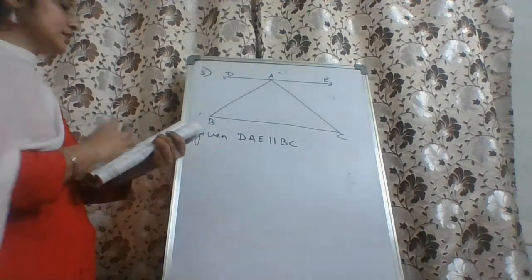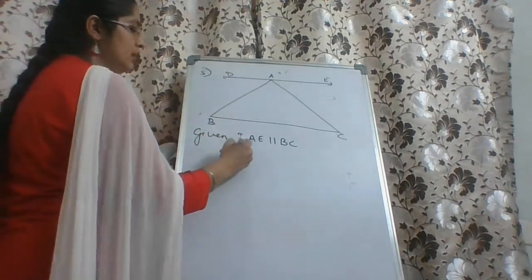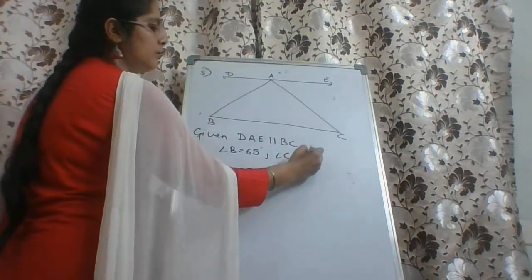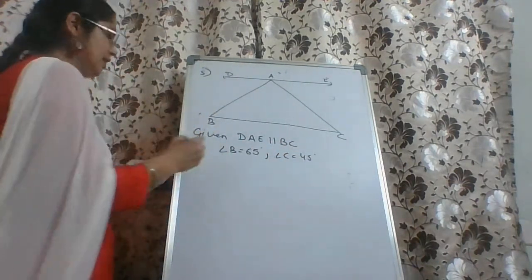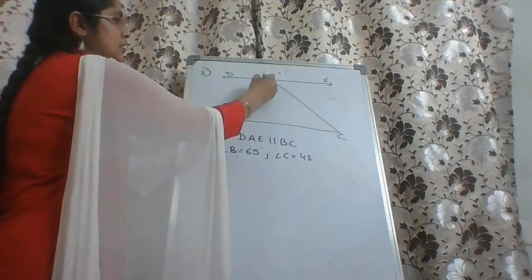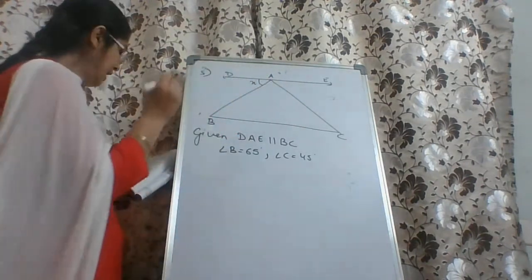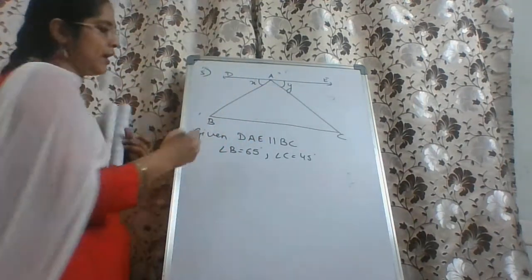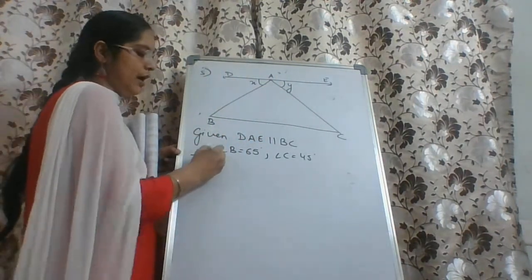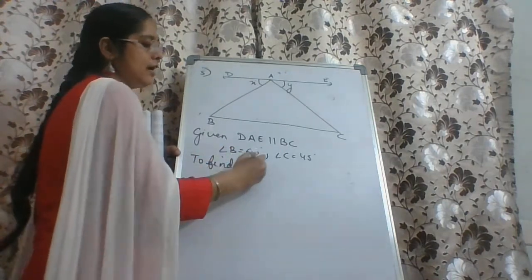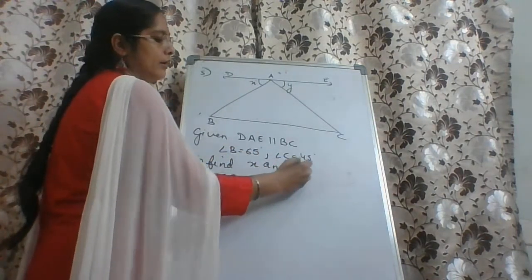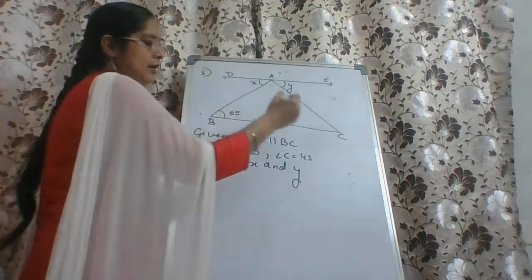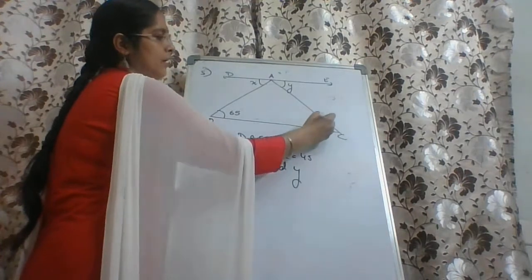Another thing given to us is angle B equal to 65 degree, angle C equal to 45 degree. If angle DAB is equal to x degree, angle EAC is equal to y degree, you have to find the value of x and y. Now see, this is 65 and angle C is 45.